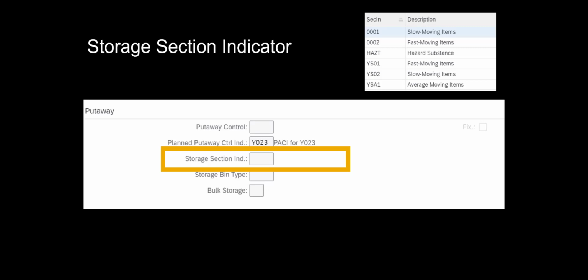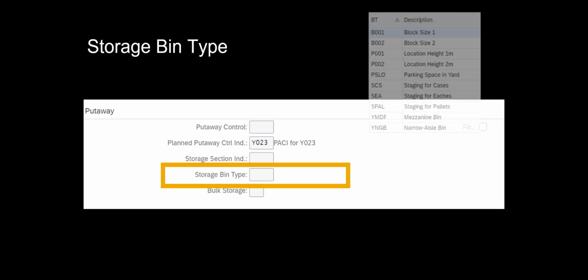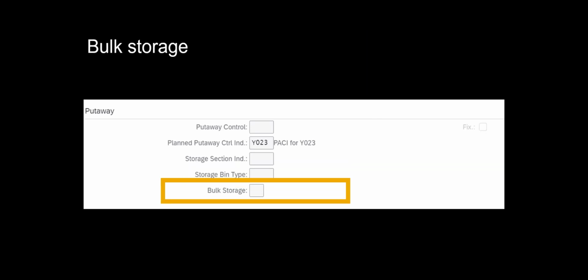You can define more than one storage section, in priority order in a table. The storage bin type indicator makes the system determine that a product is to be put away into one particular storage bin type in preference to another. Also here, you can have more than one, in priority order. The last one, the bulk storage indicator, classifies a product according to the way it is stored in a bulk storage area and how stackable it is.